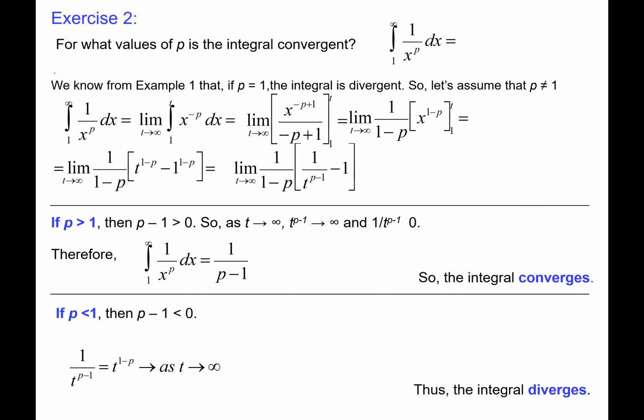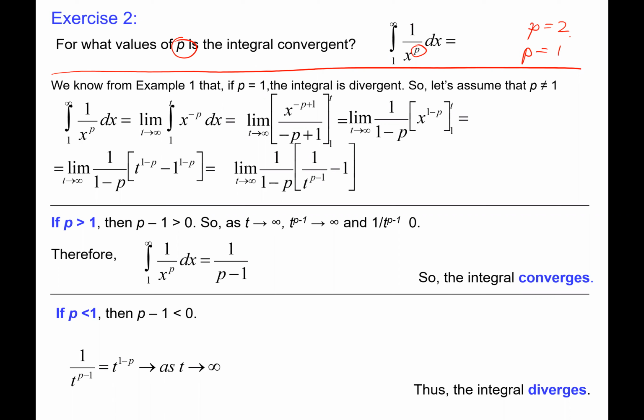Now I have an interesting question. Don't look at the solution, because we don't have to really know all of the steps. The question is, for what values of p is the integral convergent? The integral is 1 over x to the power of p. We just learned that if p is 2, x squared, we have convergence.